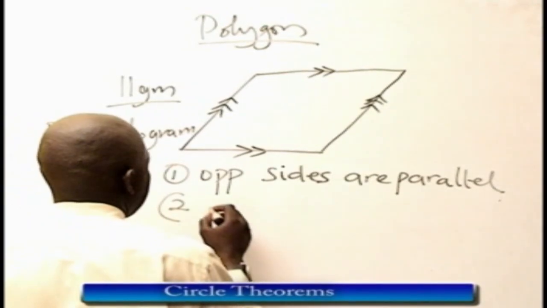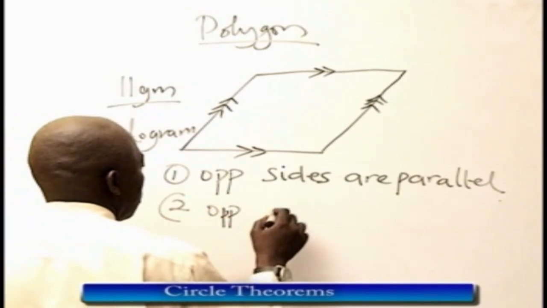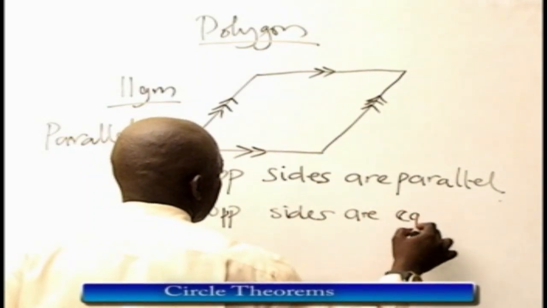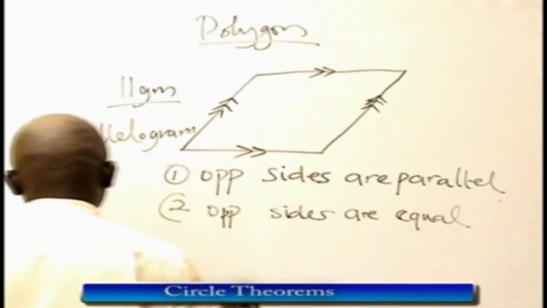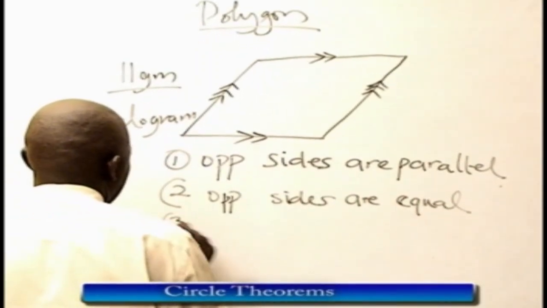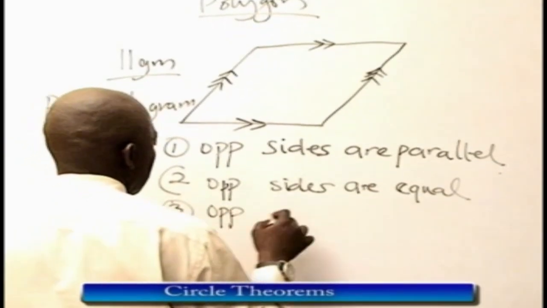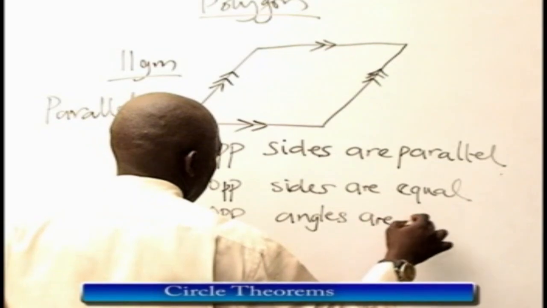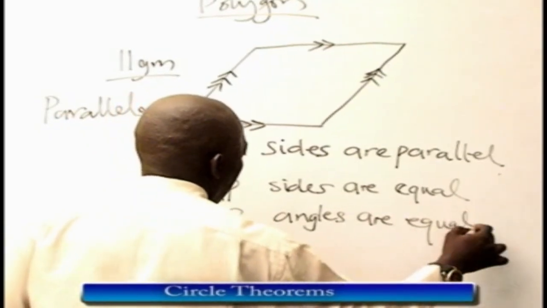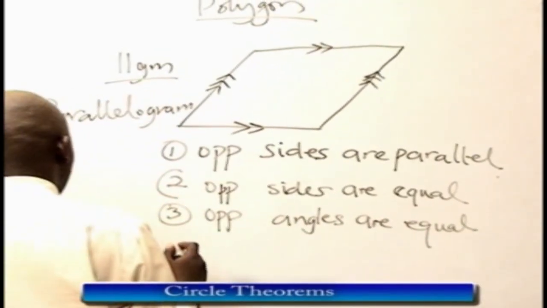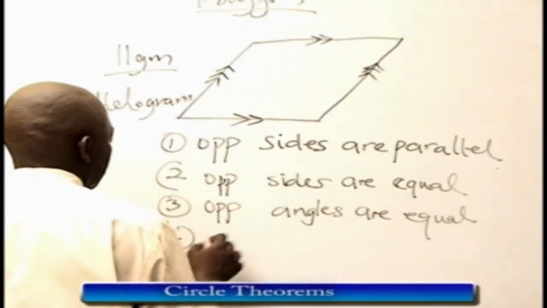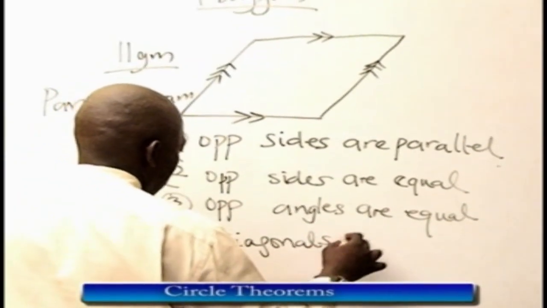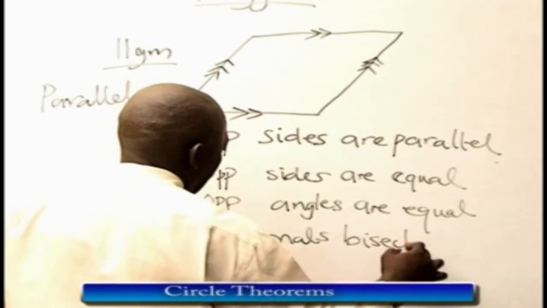Number two, opposite sides are equal. Number three, opposite angles are equal. Then number four, diagonals bisect one another.